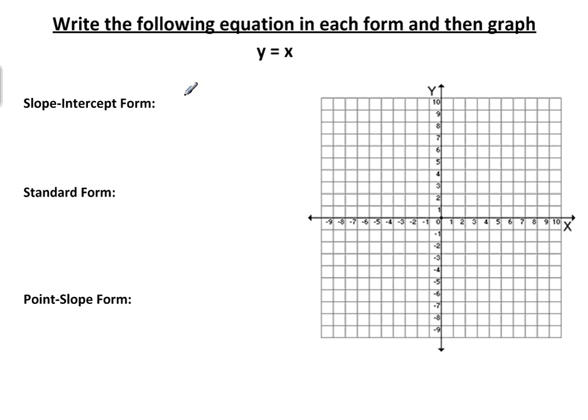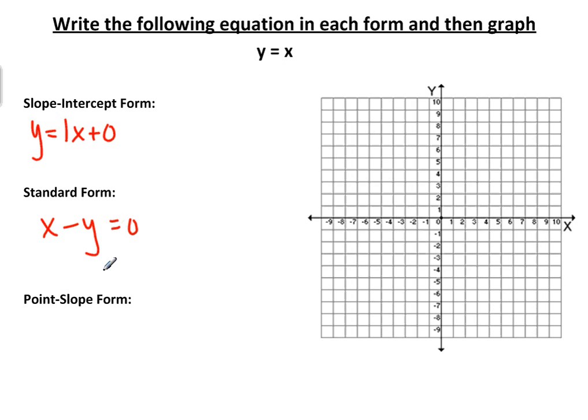In slope-intercept form, we'd have y equals, our slope would be 1, x, and then plus our b would be 0. In standard form, our x's and our y's have to be on the same side. So I'm just going to move the y over. So I'm going to have, let's say, x minus y equals 0. If I subtract y from both sides, I'm left with 0. And again, it doesn't matter what side I write my equation. It doesn't matter if I write the 0 on the left or the right.